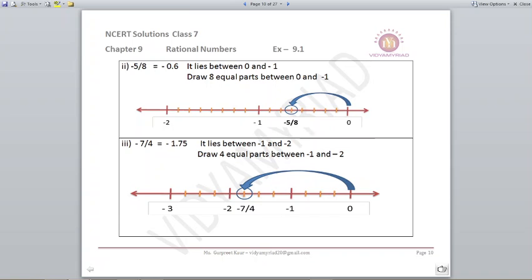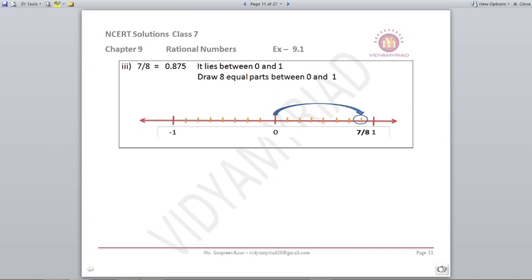Now since the denominator is 4, I will draw 4 equal parts between my numbers. Count 7 from 0 towards the left side. It will be minus 7 upon 4 as a required fraction. Lastly, 7 upon 8. 7 upon 8 means 0.875, it will lie between 0 and 1. Now here, since 8 is in the denominator, I will draw 8 equal parts between 0 and 1, and I will count 7 from my 0 towards my right side because it is positive. So 7 upon 8 is my required number.